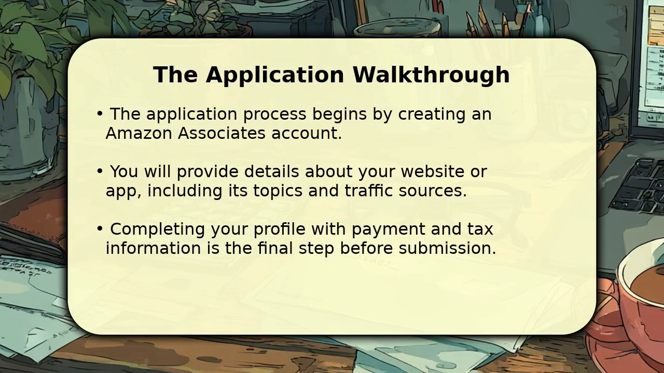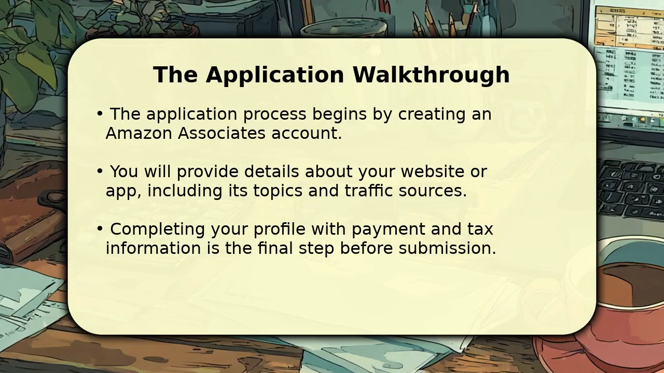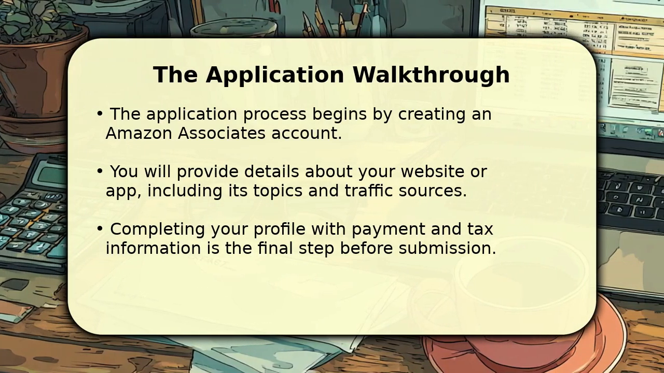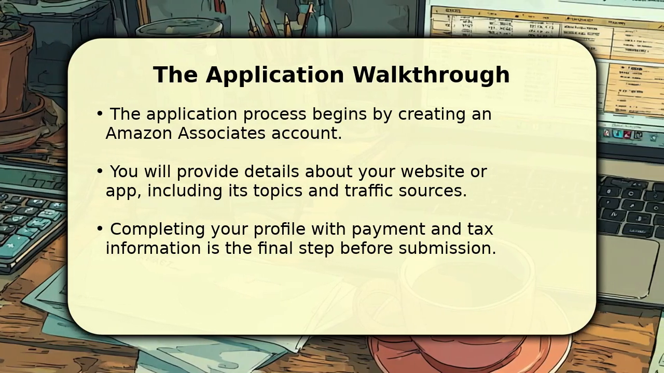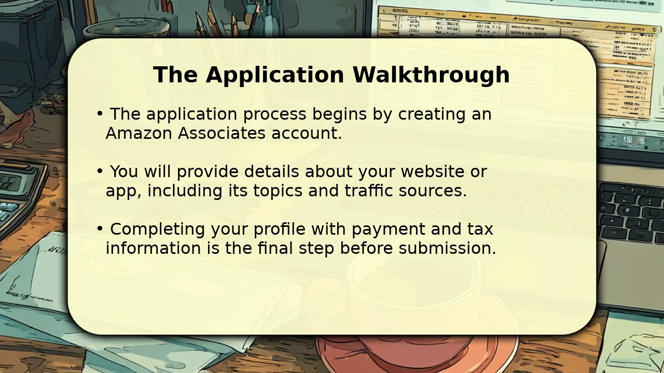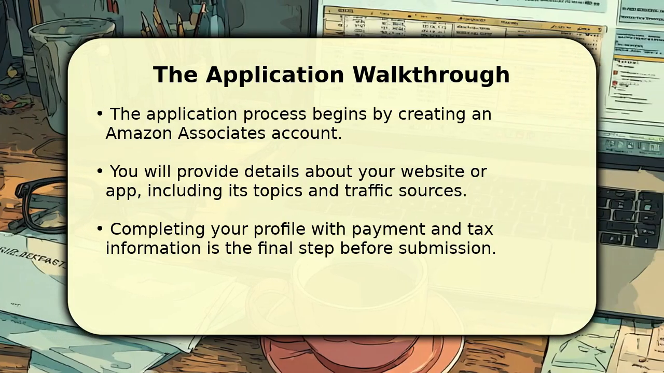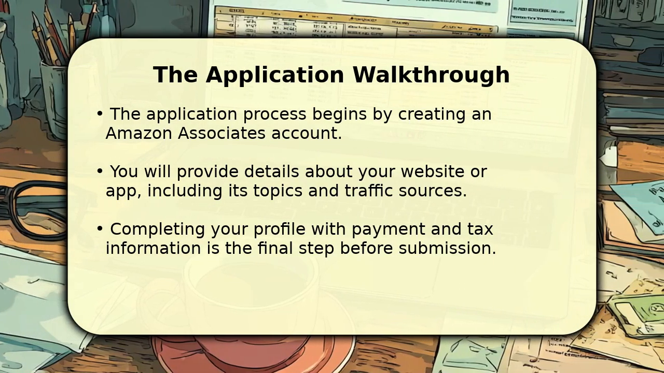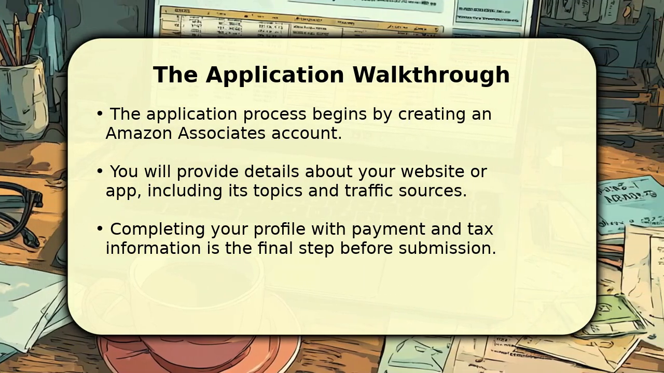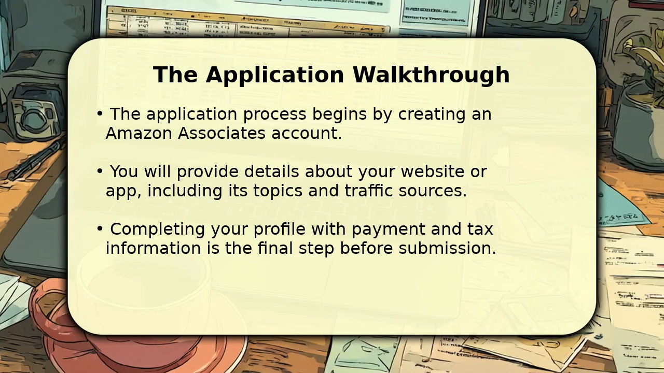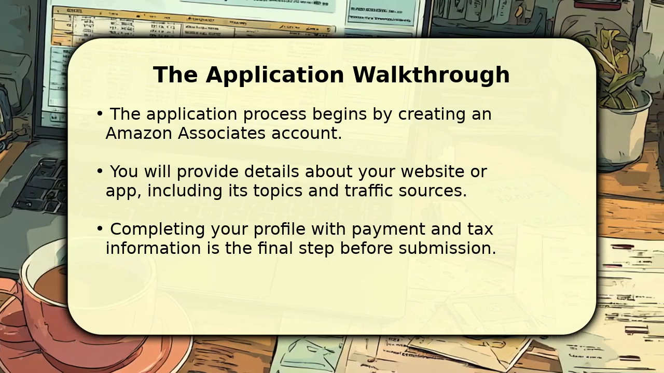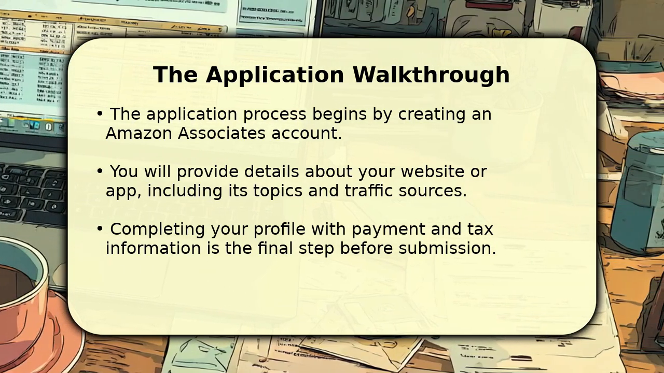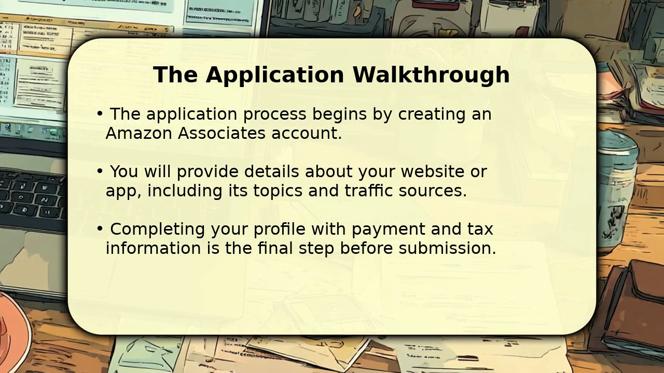Applying for the Amazon Affiliate Program is a straightforward process, but it requires careful attention to detail. You will need to create an Amazon account if you do not already have one. Then, provide information about your website or app, including its purpose and content categories. Filling out your profile accurately helps Amazon understand your content and target audience. Ensure all details are consistent and truthful for a smooth application review. This initial setup is crucial for your approval.